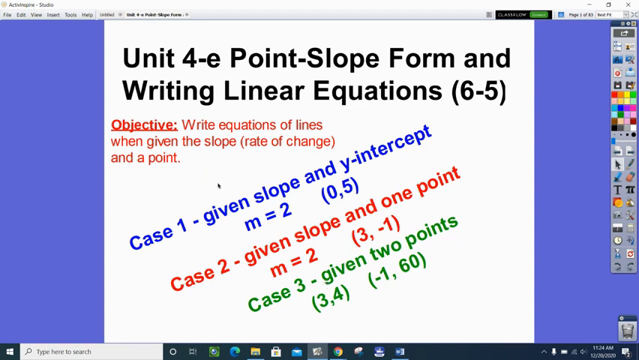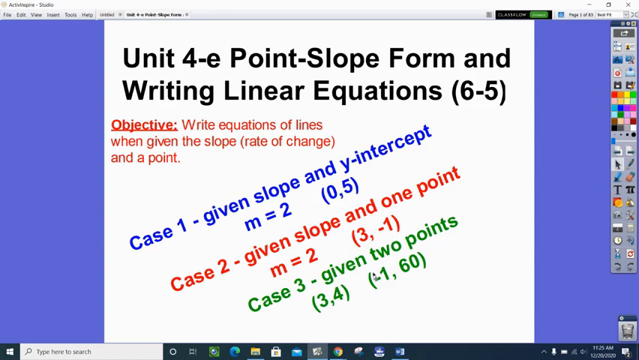So what we're going to do is write equations of lines when given the slope, which is a rate of change, and a point, but that point is not going to be the y-intercept. If we have the y-intercept and the slope, it's very easy to use the slope-intercept form and write it as y equals mx plus b, done. But what if the point you're given is not the y-intercept? That's what we're going to talk about today.